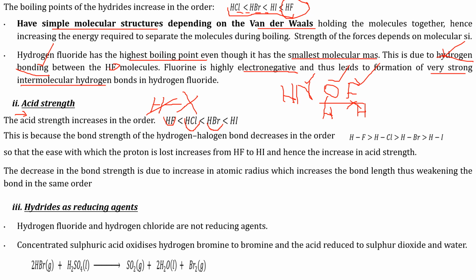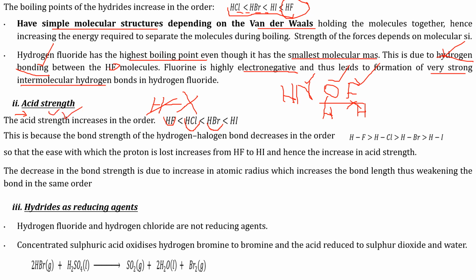So the acid strength is increasing in this order. Hydrogen fluoride is less than hydrogen chloride, hydrogen chloride is less than hydrogen bromide, and hydrogen bromide is less than hydrogen iodide. Why is this the case? You begin with: acid strength depends on ease of release of hydrogen ions in solution. Whenever you're answering such a question, that's what you should begin with. So you put a note here.